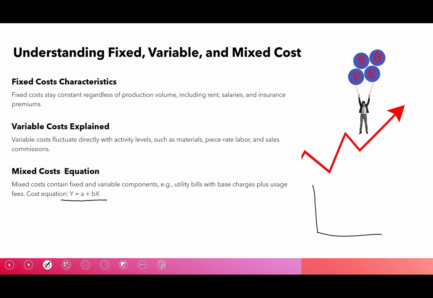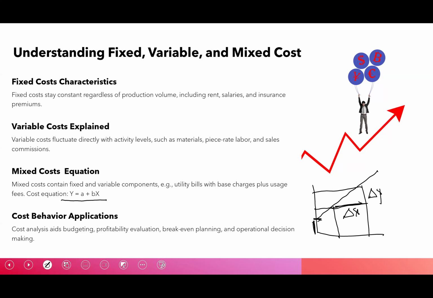Typically, if I draw a picture, the line begins from here, which is the fixed portion of your cost, and then it goes like this. And if you want to figure out the slope of this line, then you take any two points, x1 and x2, and y1 and y2, and you measure the change in x, which we call del x, and then del y, and then we divide to figure out the slope. We are going to get into that very quickly.